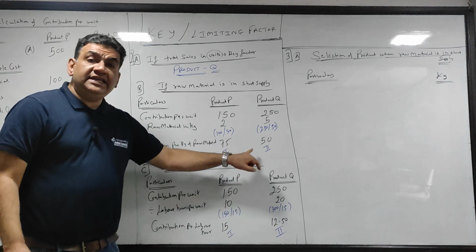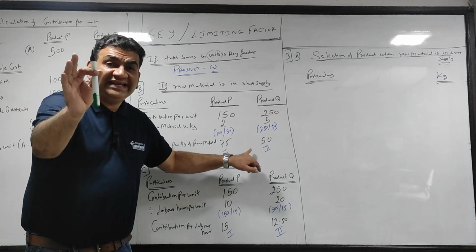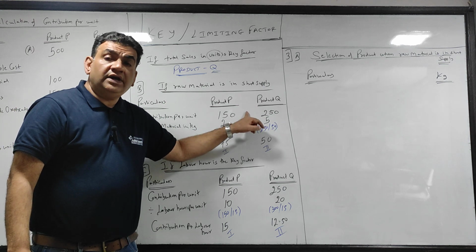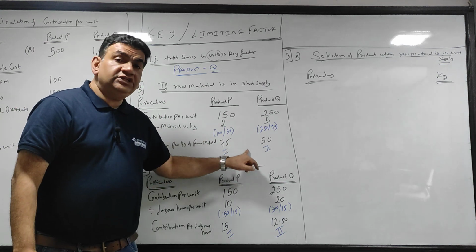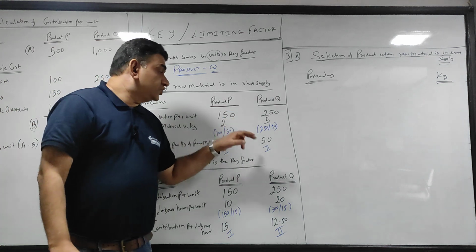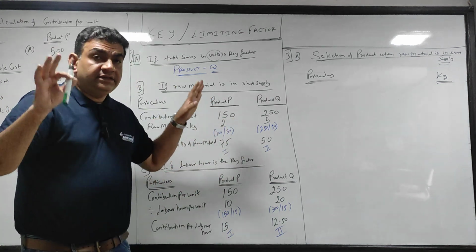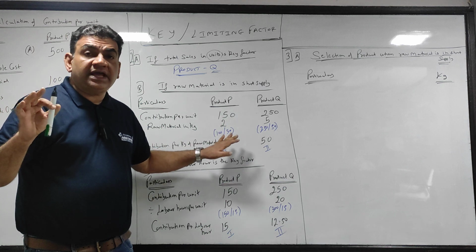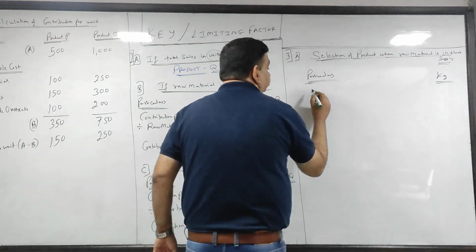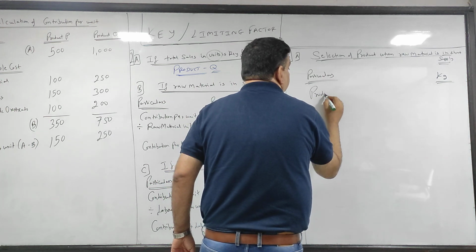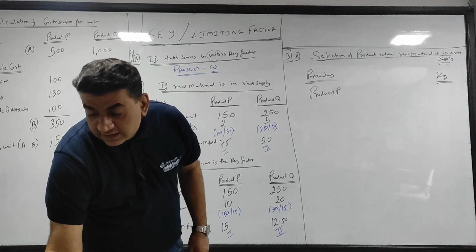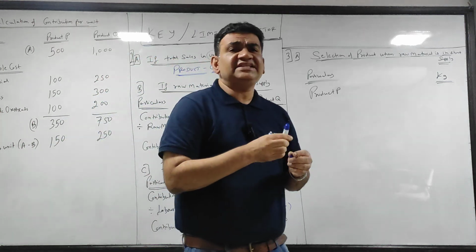ऑलरेडी हमने यहां पे डिसाइड किया था ना, when raw material is in short supply, P और Q किसको प्रेफर करूंगा? When raw material is in short supply, first I will prefer P. जब भी रॉ मटेरियल शॉर्ट सप्लाई में होगा मैं P को प्रेफर करूंगा. So first what I'll do, I will prefer product P. अभी देखो, अंडरस्टैंड, बहुत सिंपल है.